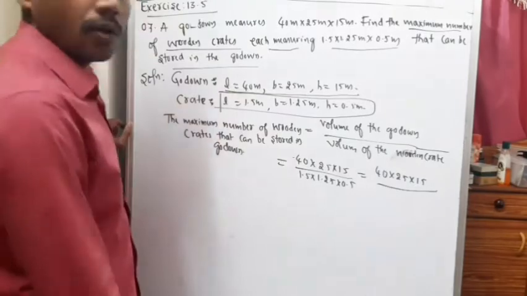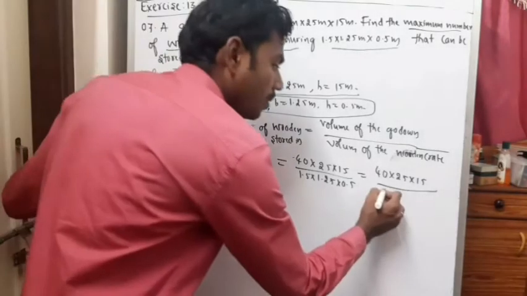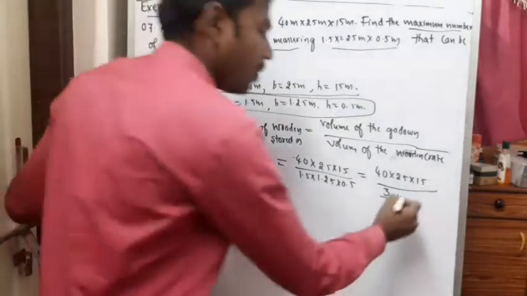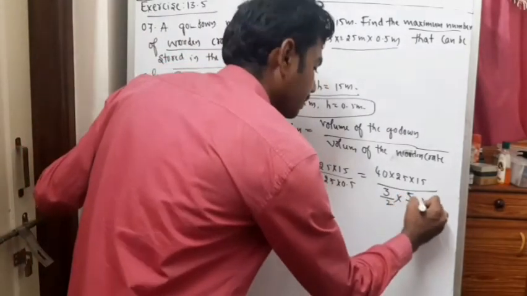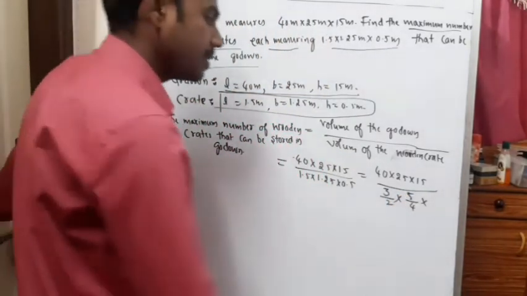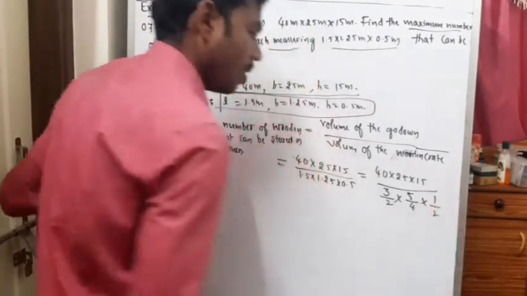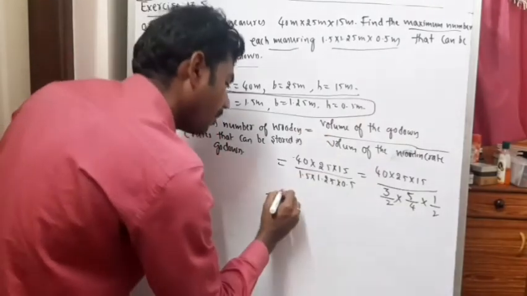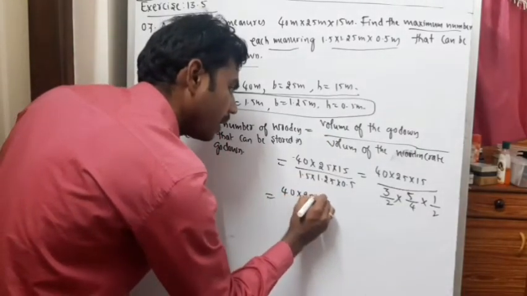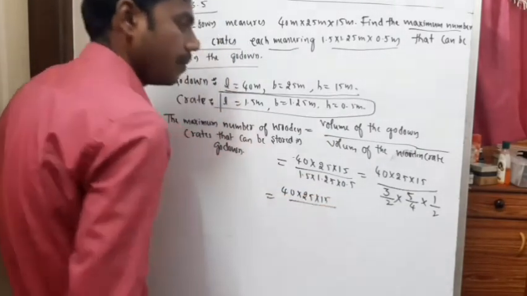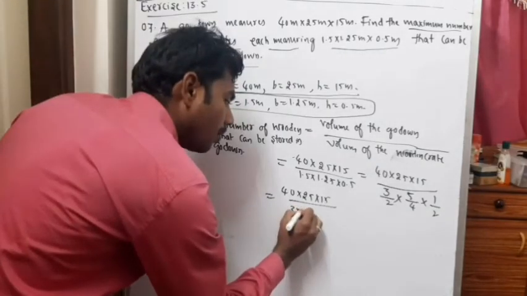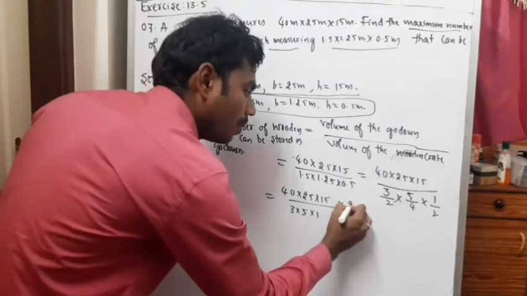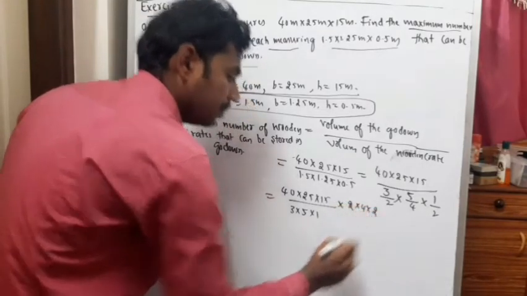Okay. Now, 1.5 can be written as 3 by 2. 1.25 can be written as 5 by 4. 0.5 can be written as 1 divided by 2. Now, the 2, 4, 2 will go to the numerator. 40 into 25 into 15 divided by 3 into 5 into 1 into 2 into 4 into 2.